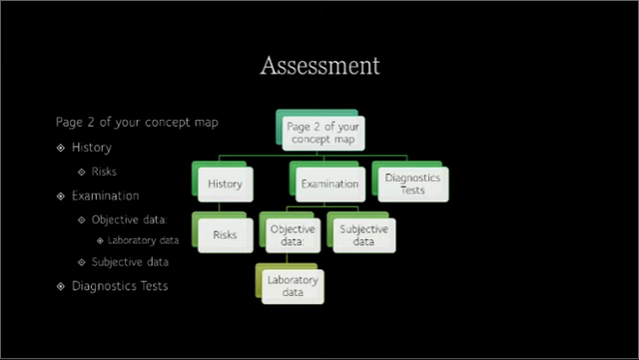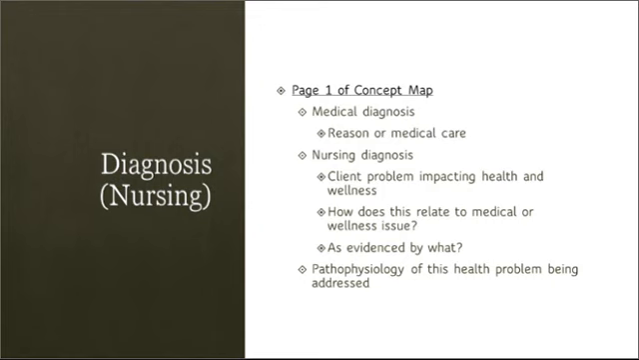Okay, so nursing diagnosis: go back to page 1 of your concept map from your clinical manual. On there, you have a medical diagnosis, the alterations in health diagnosis. Why are they in the hospital? What was their reason for admission? Why are they getting medical care? That should be 4. Sorry, that's a typo on my part. So they're in because of a new diagnosis of diabetes, or because of pneumonia, or because of a broken hip, something like that.